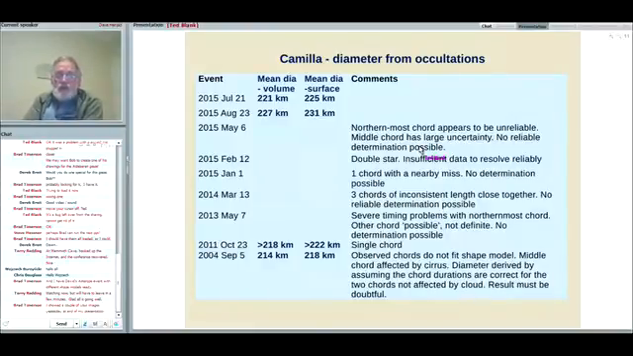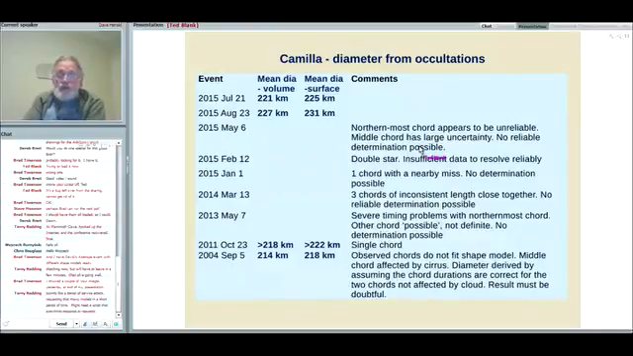2015 May 6, there were three chords in that. The northernmost chord appears to be quite unreliable. The middle chord has a large uncertainty. End result, couldn't determine anything out of it. 2015 February 12, I forget whether there was one or two observers, but a double star was involved. And so you got the extra parameters, the double star affecting the solution, not enough information to resolve anything. 2015 January 1st, one chord with a nearby miss, nothing you can determine out of it.